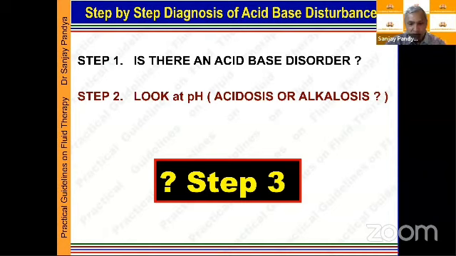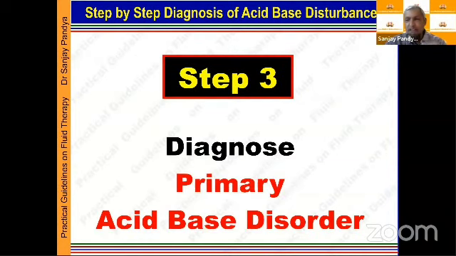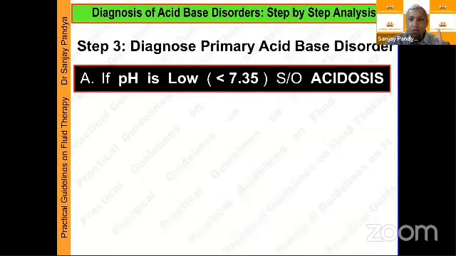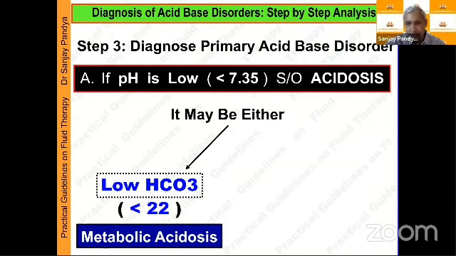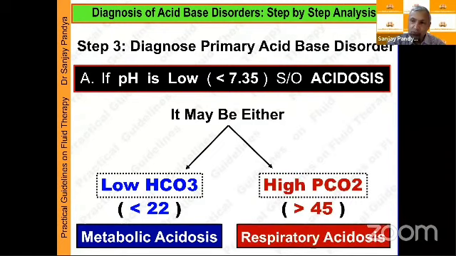Once we have concluded that there is acidosis or alkalosis, the next question is: what is the primary disorder? Why is there acidosis? If there is acidosis, then the next step is to look at the bicarbonate. If the bicarbonate is low, our diagnosis is metabolic acidosis. See, there are only two possibilities. If the bicarbonate is not low, look at the PCO2, and if the PCO2 is high, it is respiratory acidosis. So when there is acidosis, only two options. Why did I say it is simple? Because there is no third answer. Low bicarbonate means metabolic acidosis; high PCO2 means respiratory acidosis.